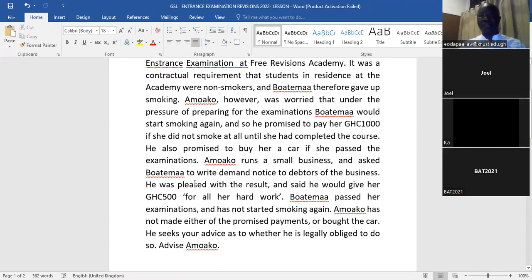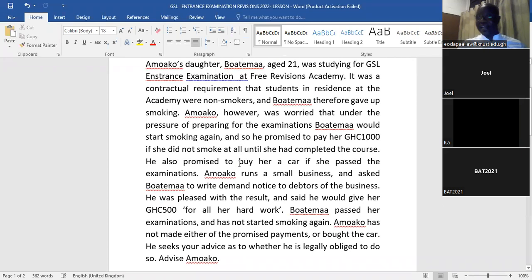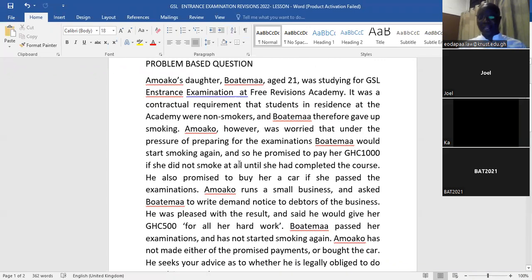Yeah, so we've been asked to advise Amoako. So now I'll take the story again so that you can digest it and internalize it before we start the discussion. Amoako's daughter, Boatemaa, age 21, was studying for GSL Entrance Examination at Free Revisions Academy. It was a contractual requirement that students in residence at the academy were non-smokers. And Boatemaa therefore gave up smoking.